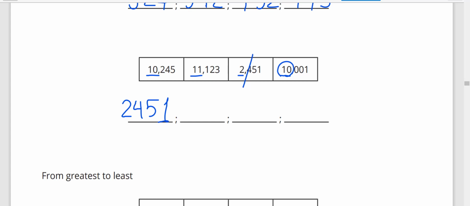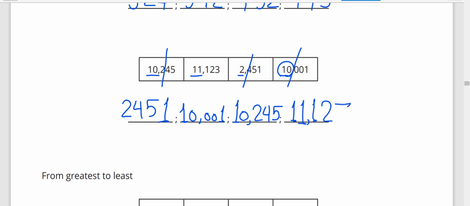10,001 or 10,245. 10,001 is the smallest number, and the next number is 10,245, and cancel it. The last number is 11,123.